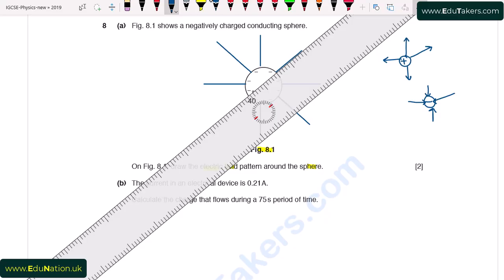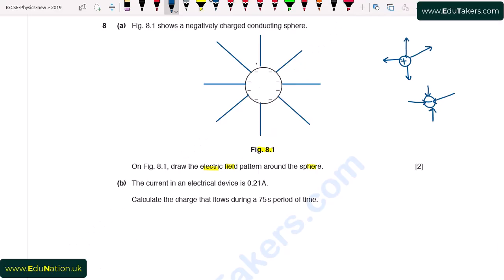And all of these lines should be equidistant from each other. So I'm going to draw an arrow which is inward. So this is the complete pattern of the electric field due to the negatively charged conducting sphere.